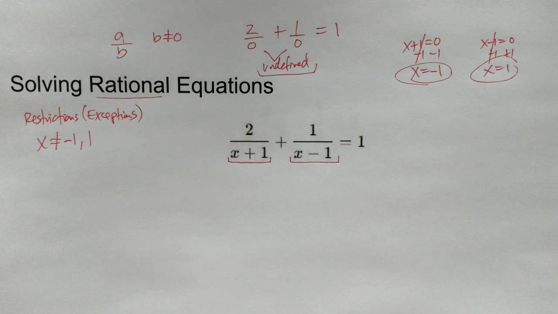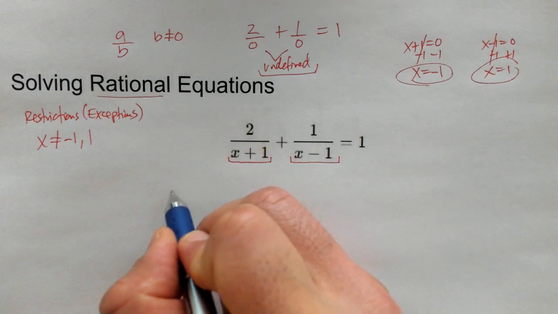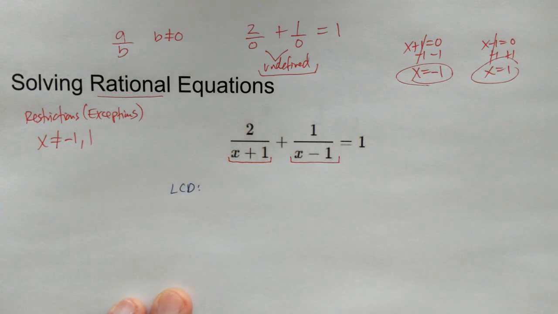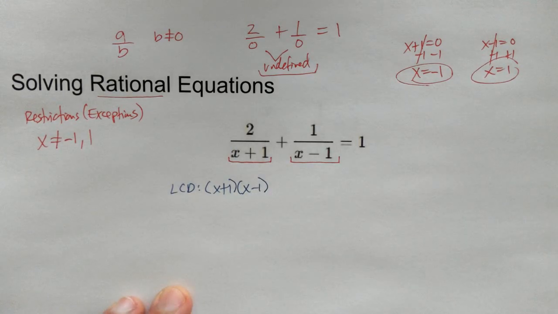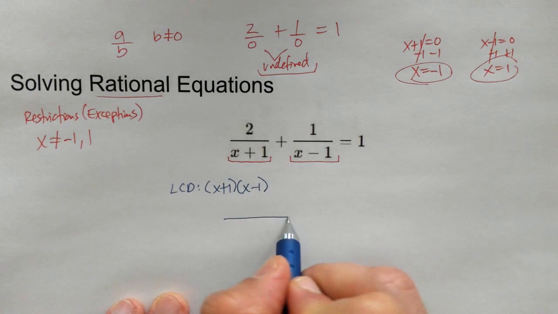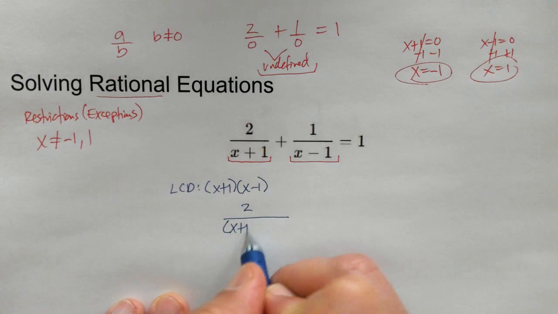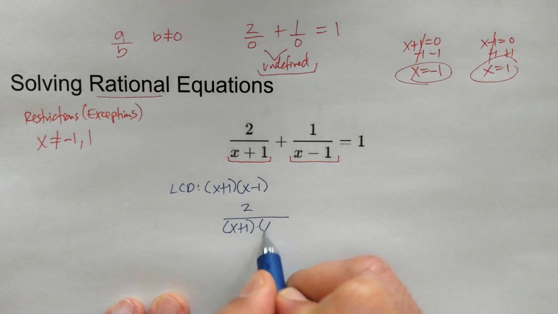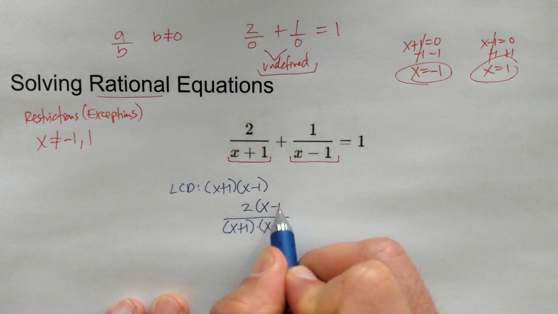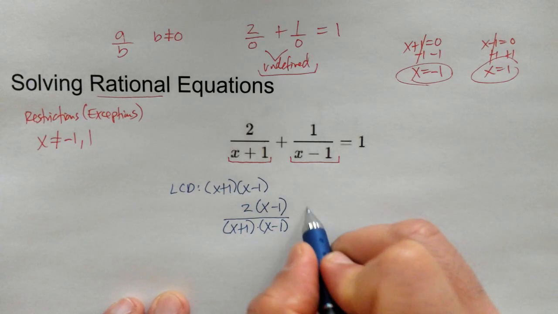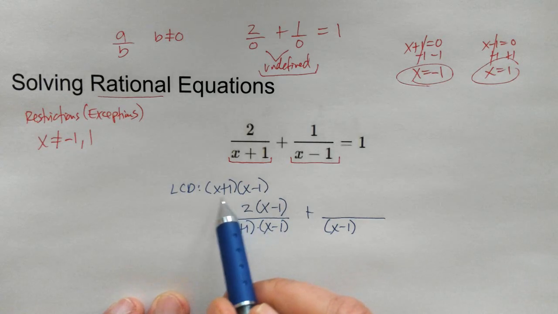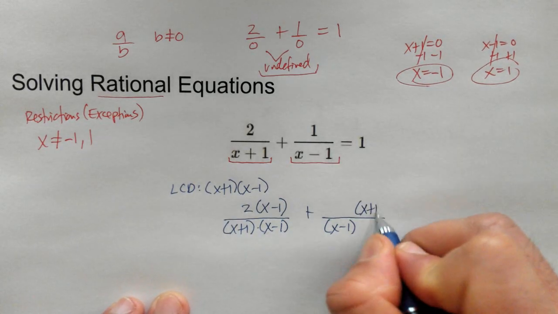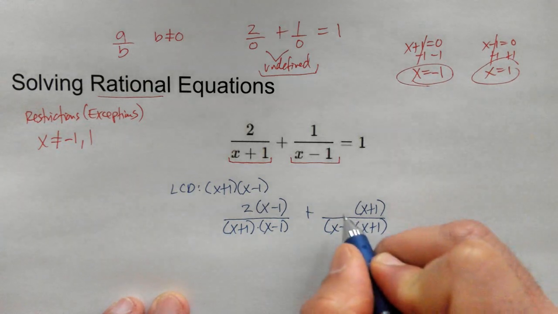What did we do in our previous video? When we were adding two different fractions of different denominators, we need to first find the least common denominator. Since they're different, we're going to multiply them. That's going to be my least common denominator. So for the first fraction, I already have the x plus 1. I need to multiply it times x minus 1, and I'll do that in the top as well. For the second fraction, I already have the x minus 1. Now I need to include the x plus 1, so I'll multiply the top and the bottom times x plus 1.